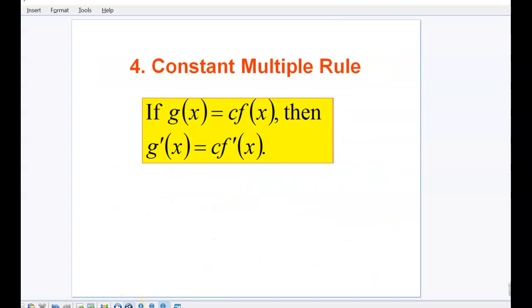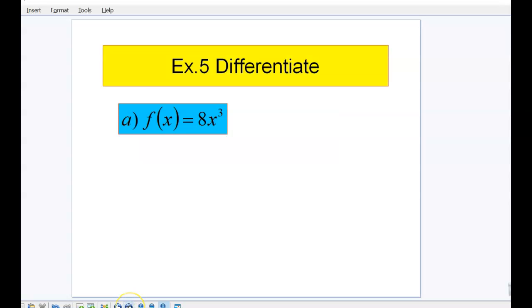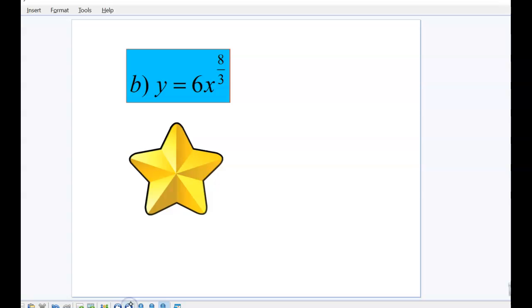The constant multiple rule says that if we have a constant in front of our function, we can take the derivative of the function and just multiply it by the constant. So if we take a look at 8x cubed, the derivative, 3 comes out front, 3 times 8 is 24, I subtract 1 from the exponent.